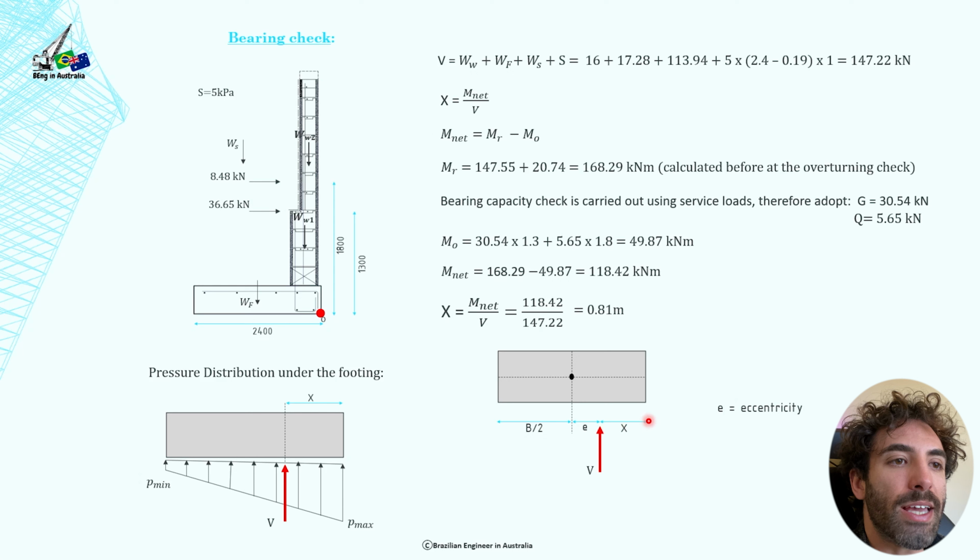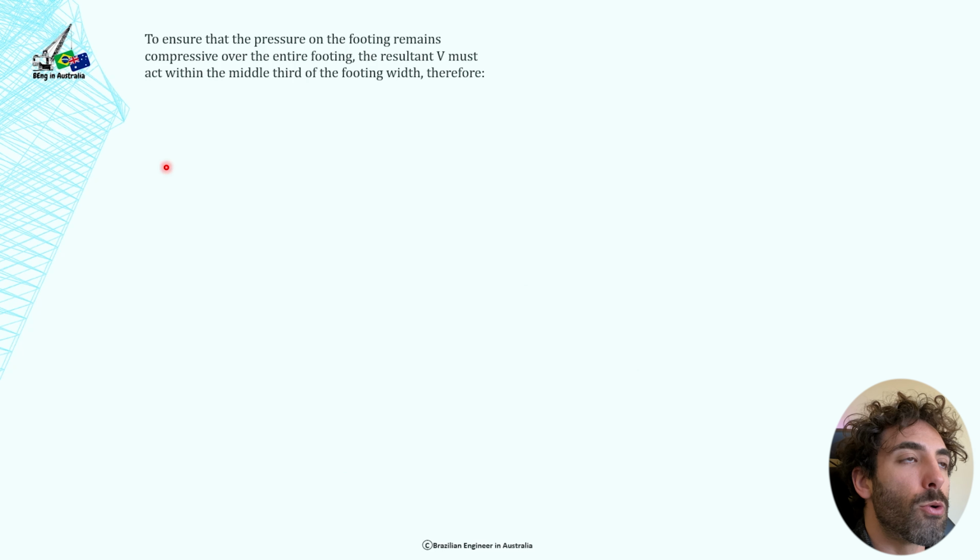And then what we actually want here with x is finding the eccentricity. So this eccentricity is the distance from the force to the centroid of the footing. So E is equal to B divided by 2 minus x, and that is equal to 0.39 meters.